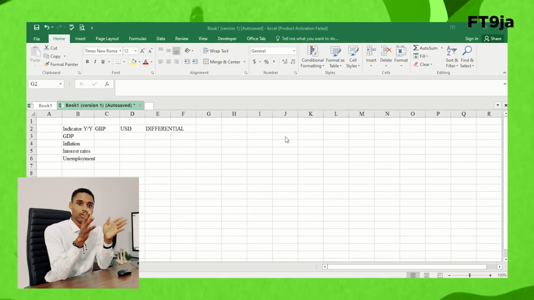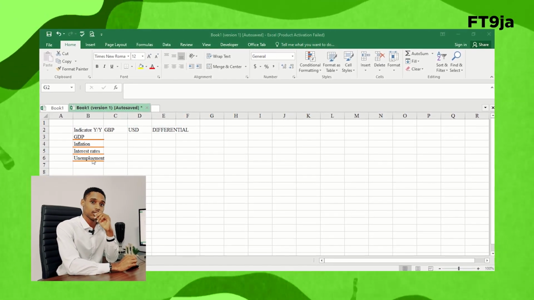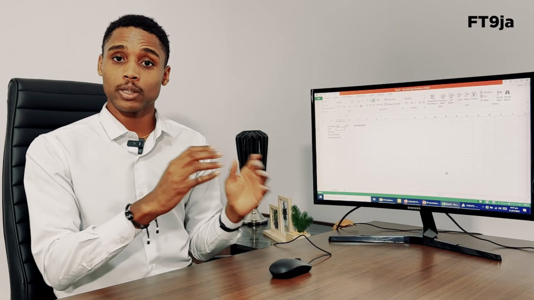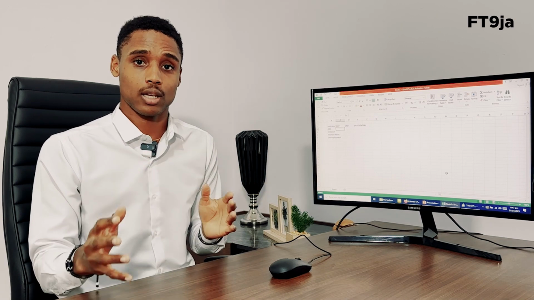But for us, if we're using fundamental analysis, we need to understand the economic indicators for each of these respective currencies, because that's going to give us insight into the true value of the pound and whether it's going to appreciate or depreciate against the US dollar. So, to start off our analysis, we are going to look at just 4 indicators: GDP, inflation, interest rates, and unemployment. But before we get into that, let's have a little background about the US and the UK economies.